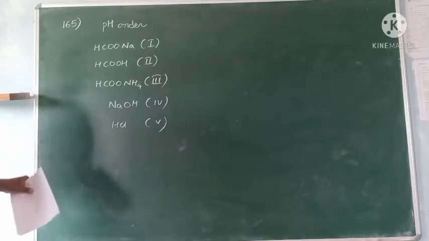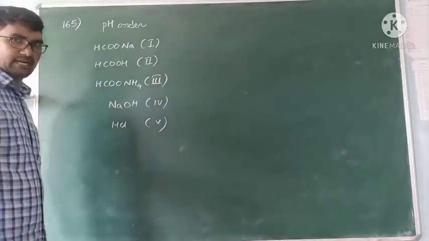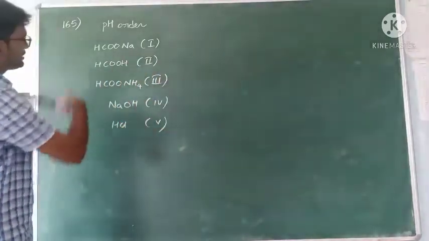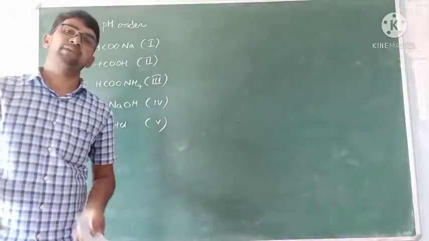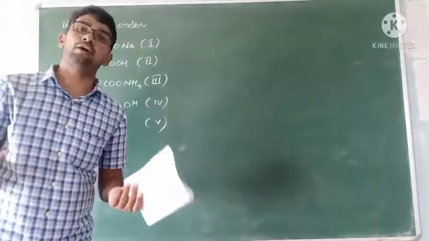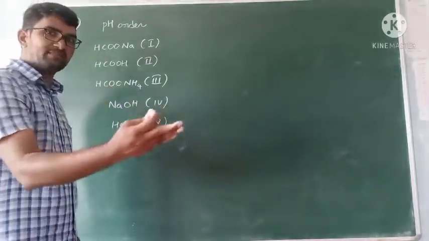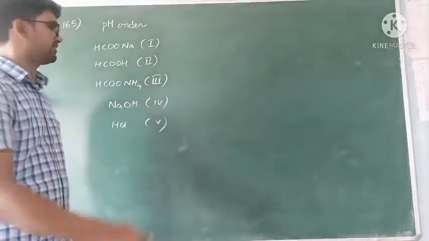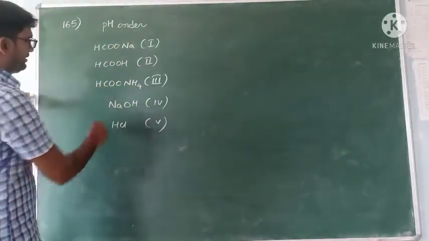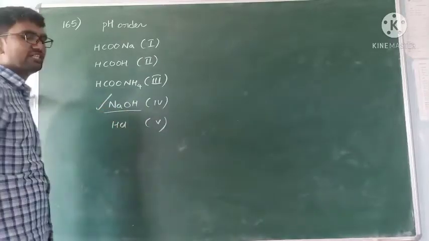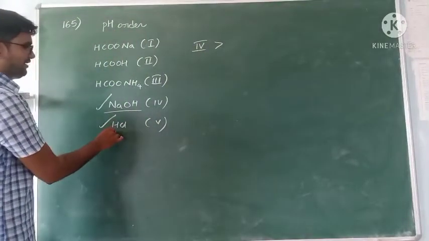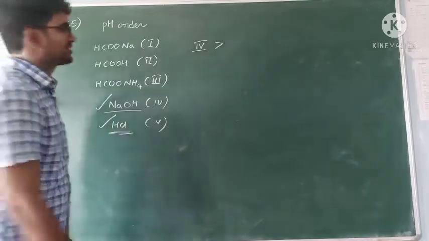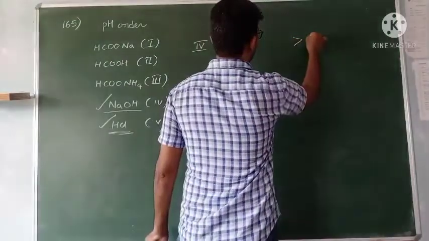pH order means highest to least. So which one shows the highest value? The highest pH value is 14, and pH 14 means strong base. So highest to least means basic nature to acidic nature. So which is the most basic of the given ones? This is the most basic because NaOH is a strong base. So first one is 4. HCl is the least one, because it is a strong acid. Strong acid means this is the least one.